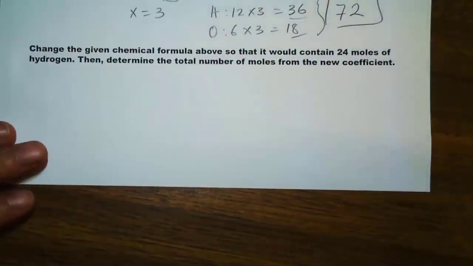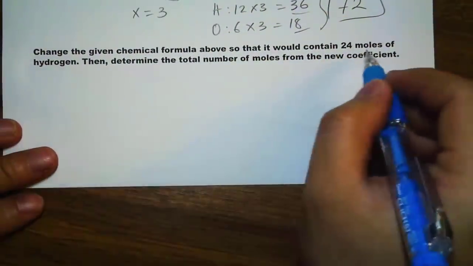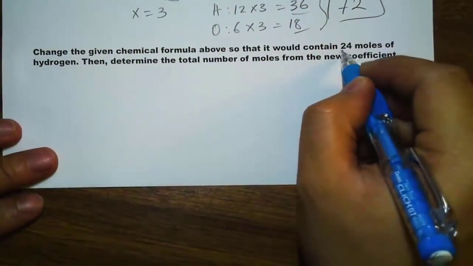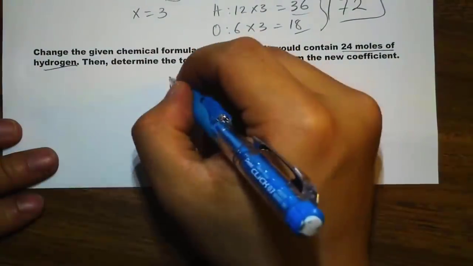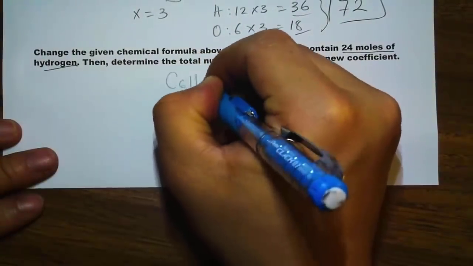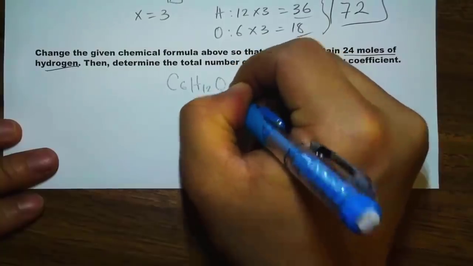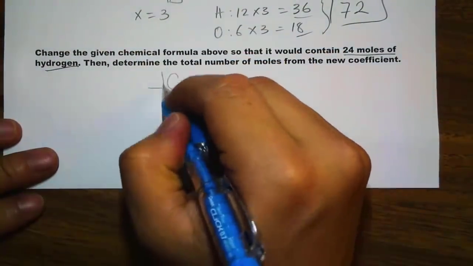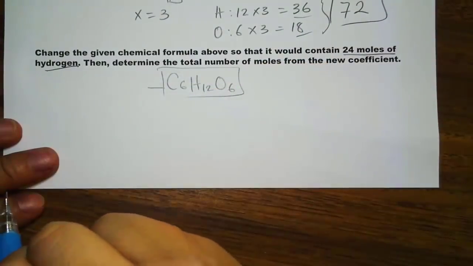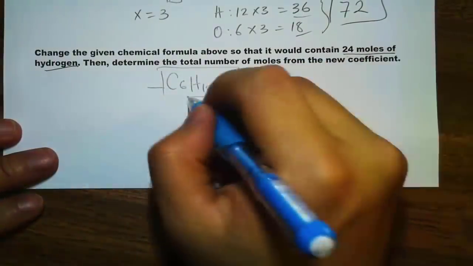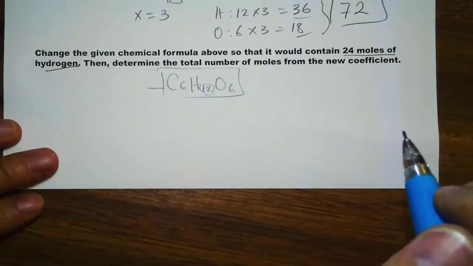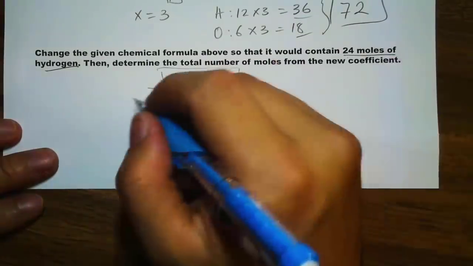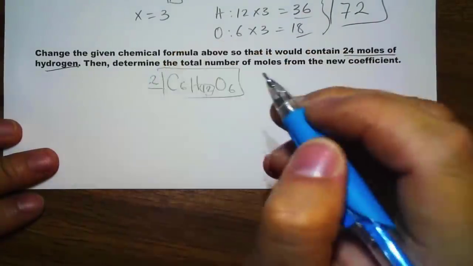Let's try another one. How about that? Here I want the new coefficient that gives us 24 moles of hydrogen. So rewrite again. C6H12O6. Notice how I ignore the number 3? I restart from the chemical formula itself. So here I want 24. If each one gives me 12, how many more do I need? Of course I need another one. So this is going to be 2.